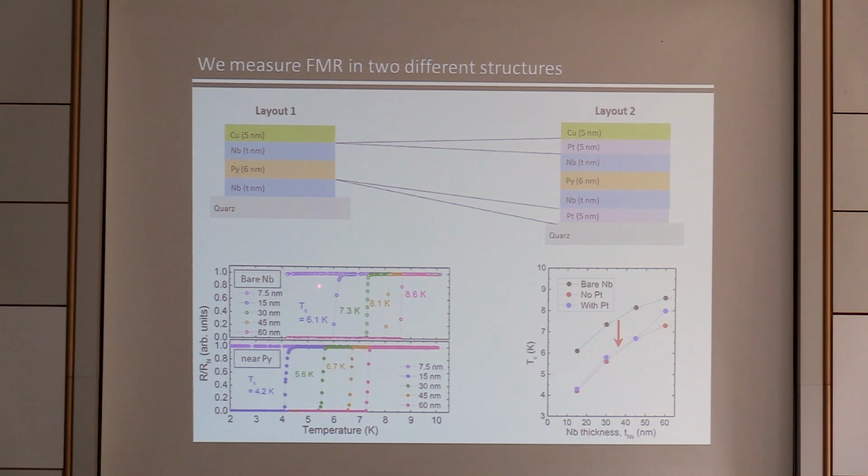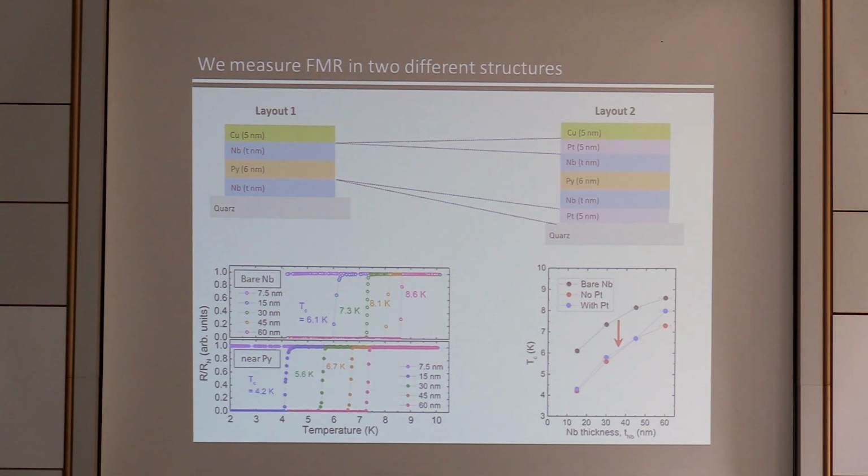Now, this graph shows the longitudinal resistance of the structure as a function of temperature. For the different thicknesses of the niobium layer, we immediately identify the superconducting transition temperature of the composite niobium layers. This plot represents the superconducting transition temperature as a function of niobium thickness. As you can see, when niobium is grown in contact with the ferromagnetic permalloy, there is an overall shift downwards of the superconducting temperature, and this is because of an inverse proximity effect.